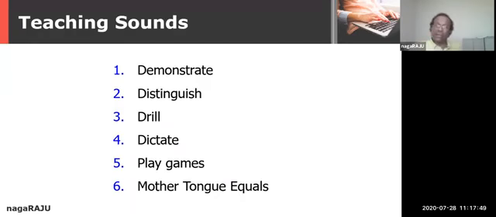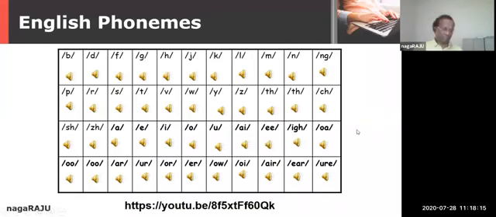Demonstrate the sound to them, distinguish one sound from another, do lots of drills, dictate sounds and words and then ask them to spell them, or the other way around, play games in the class, and whenever possible, use mother tongue equivalents. They're not equals actually, they're close ones, a sound that's similar to the target sound. In case you can use these tricks in your class, perhaps do them and then teach your students pronunciation. Then there are many websites where such charts are available.